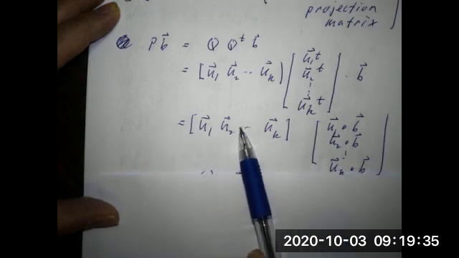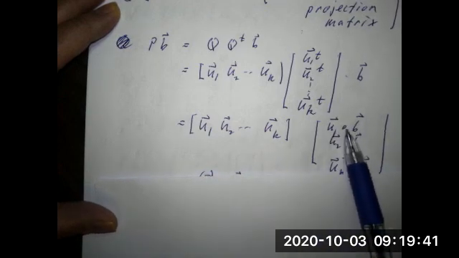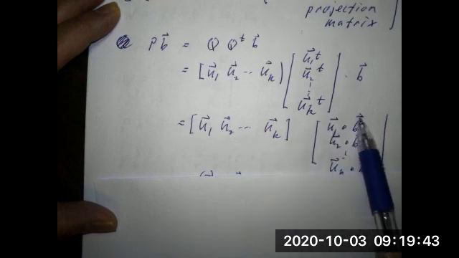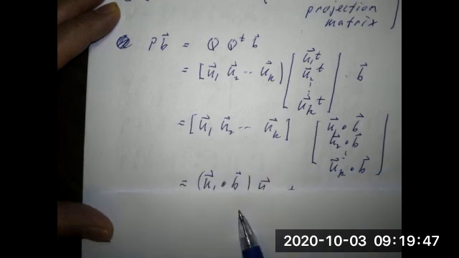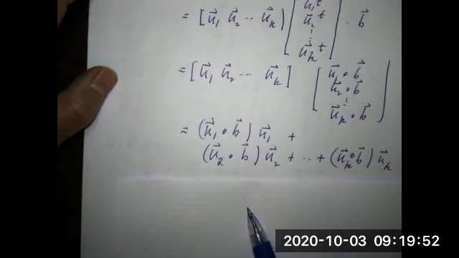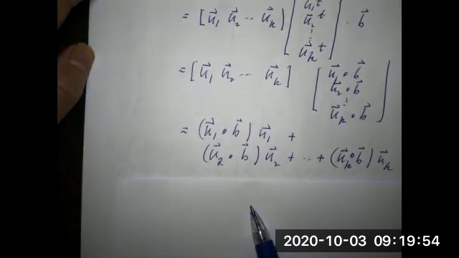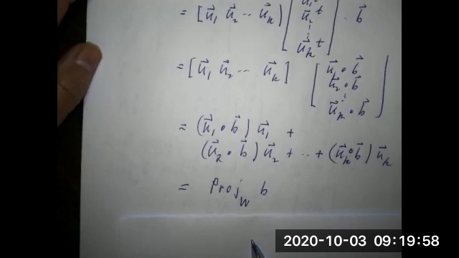And then we have the column vectors U1 up through UK. So this is a scalar, that's a scalar, that's a scalar. What we're going to do is take this scalar times that vector, add it to this scalar times that vector, and so on and so forth. And this is what we get. But this is merely the orthogonal projection of B onto W, which we saw on the previous page.